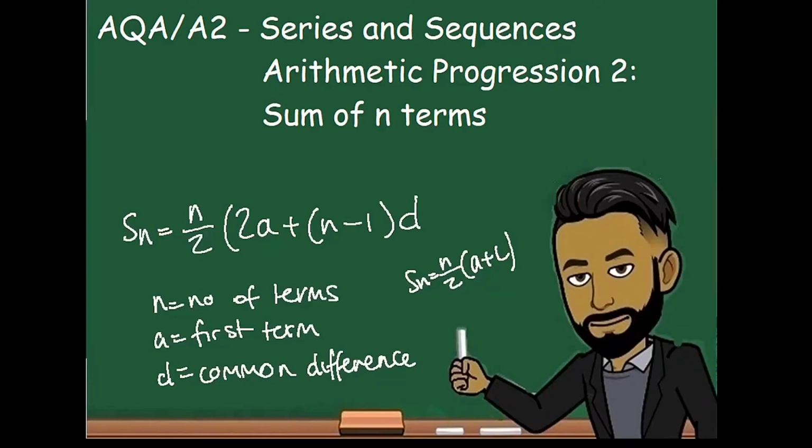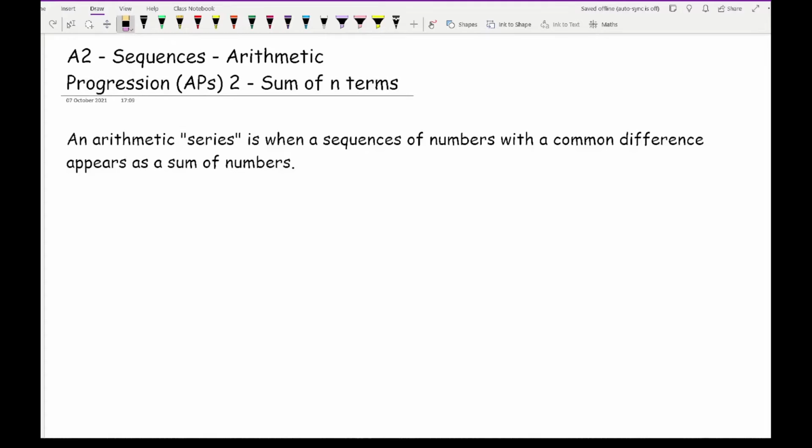So welcome everybody to this latest A2 video on series and sequences, and in this video we'll be continuing with arithmetic progression, and we'll be working through and showing how to derive the sum of n terms formula. Now, an arithmetic series is when a sequence of numbers with a common difference appears as a sum of numbers.